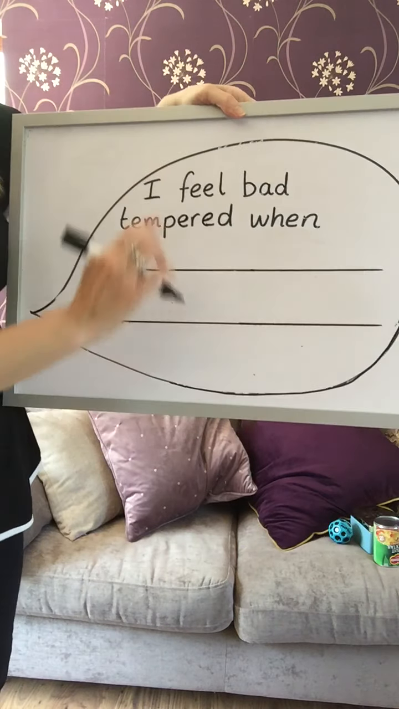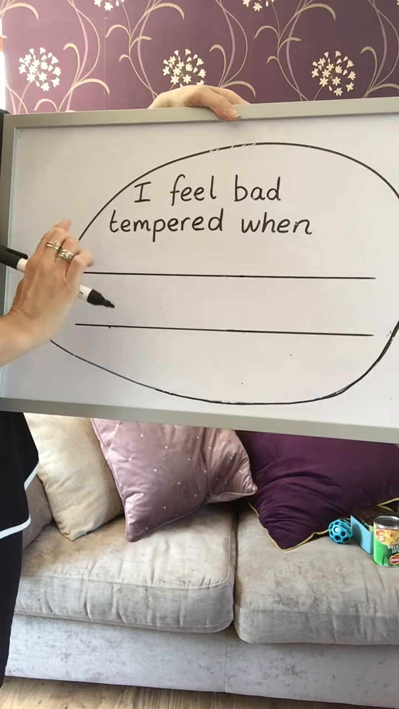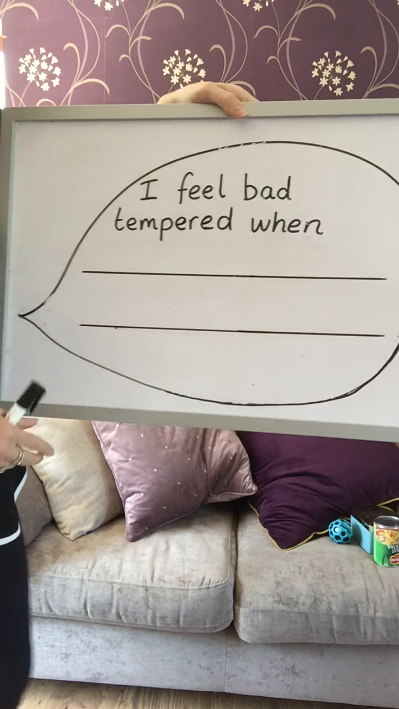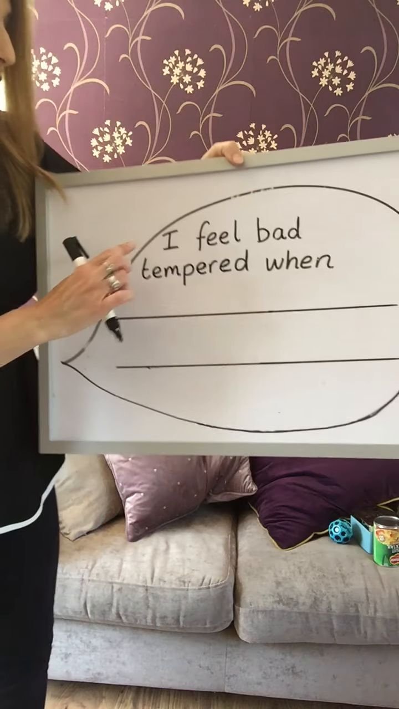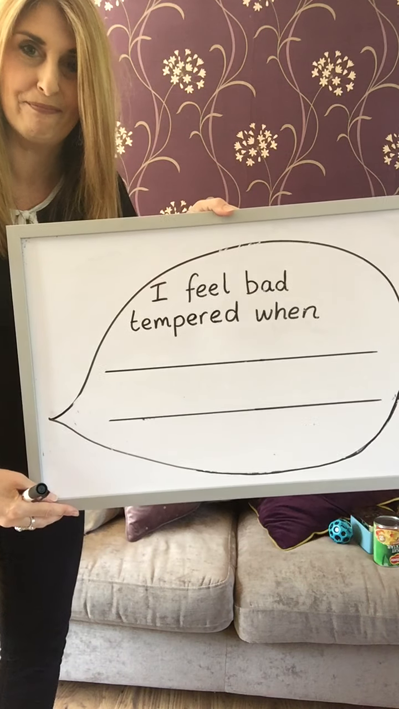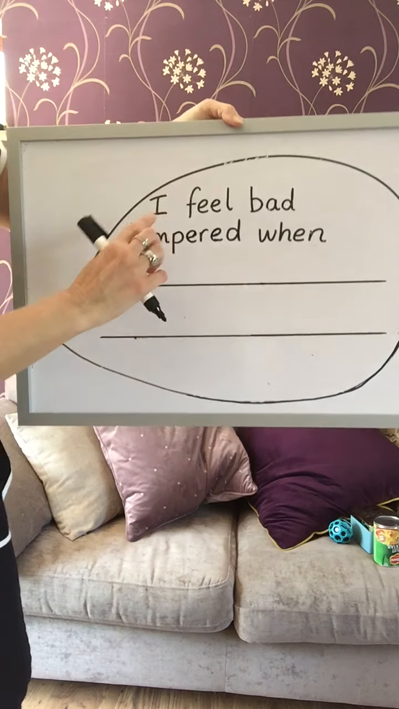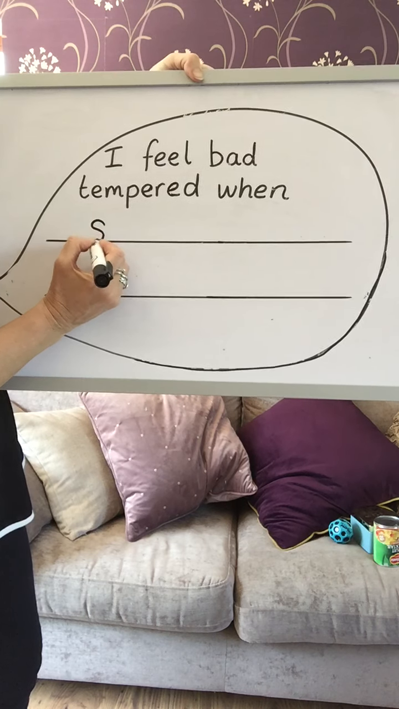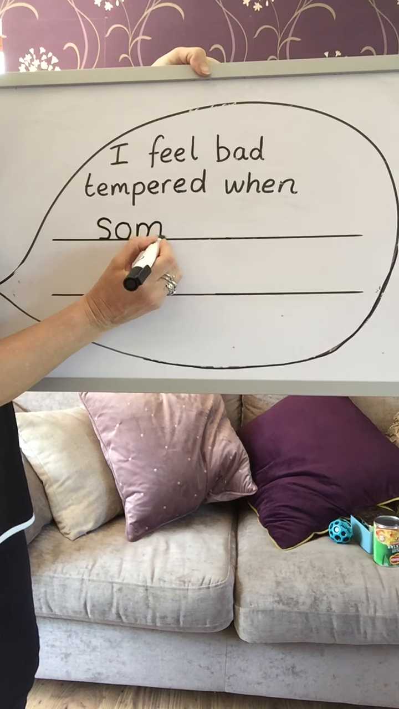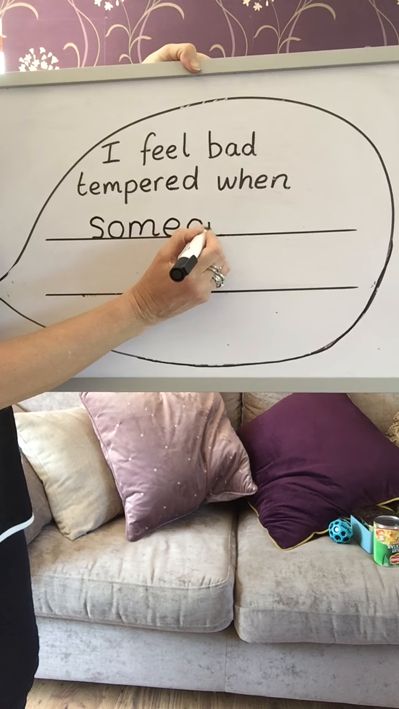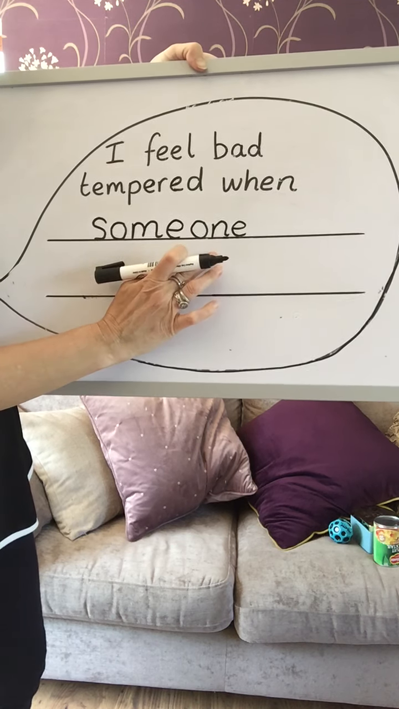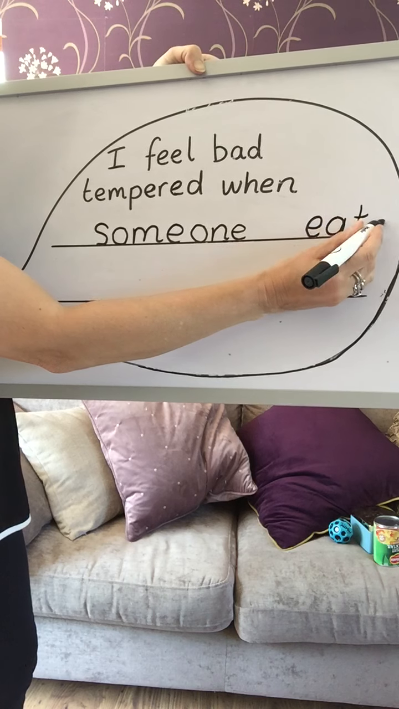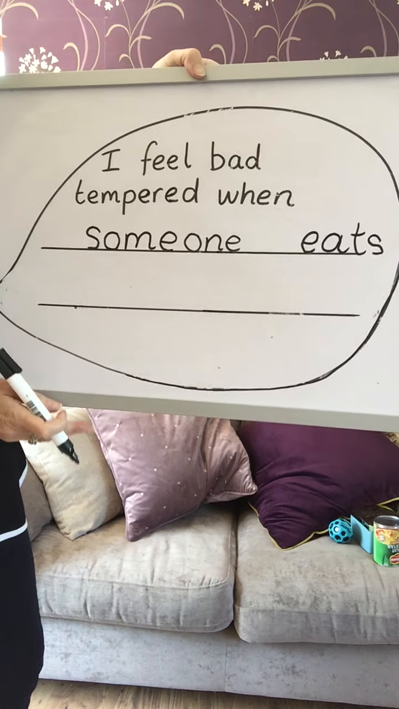So your adults will write, I feel bad-tempered when. So you just need to add to your sentence, okay? If you're feeling more adventurous, you can write all of the sentence, okay? But it's totally up to you. So, I feel bad-tempered when someone, now this is a tricky word, someone eats. Can you see that I have got a finger space in between?